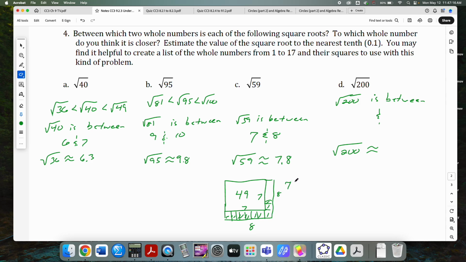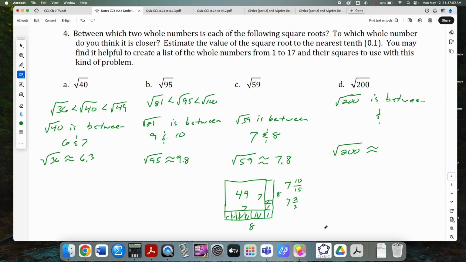So 7 and 10/15, which is 7 2/3, which is a little bit less than 7.7, because that's 0.6 repeating. So it's probably closer to 7.7 than it is to 7.8. You don't have to use this. It's kind of a cool little thing. You can use guess and check for that, but you don't have to.